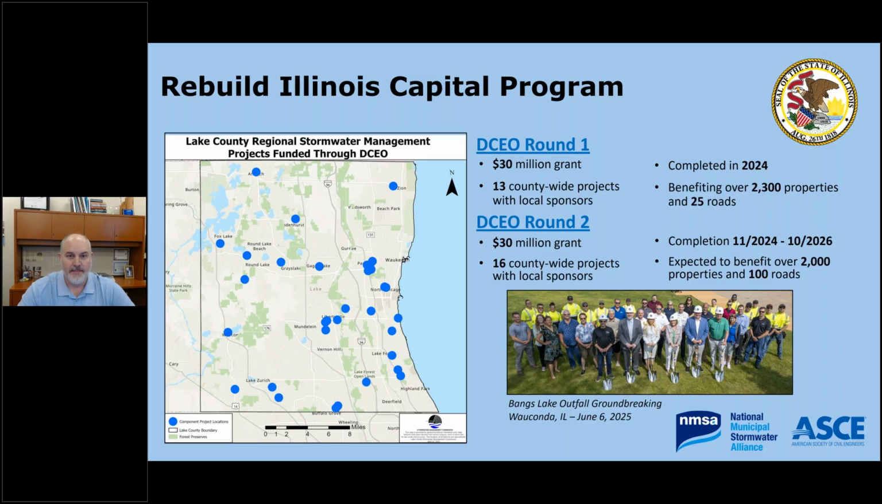The Rebuild Illinois Capital Program, we had received a first initial round of $30 million. That went to 13 projects all over the county, shown on those dots. We benefited 2,300 properties and 25 roads. This round 2 project just kicked off a couple weeks ago, we had our groundbreaking ceremony in the village of Wauconda. Everyone came out. We're excited to get started on round 2.